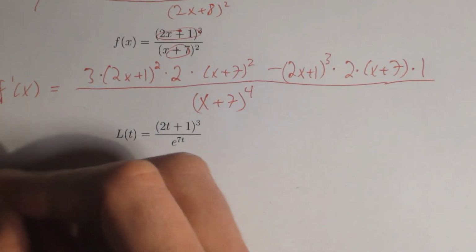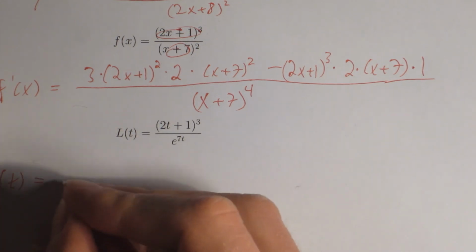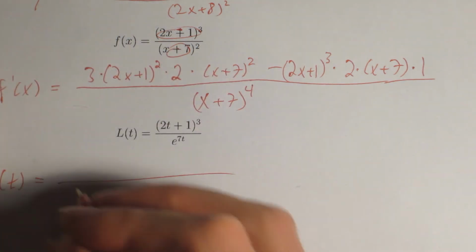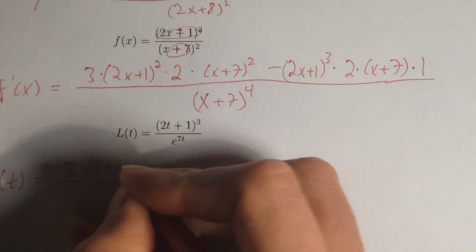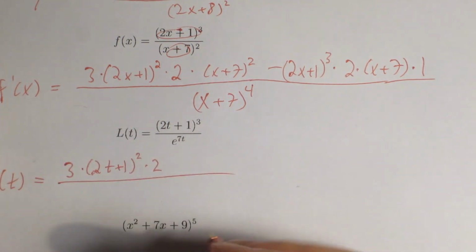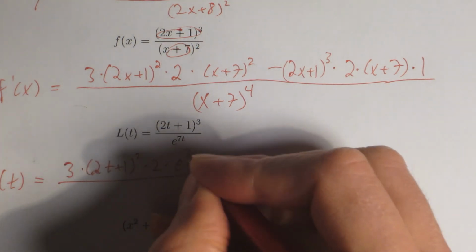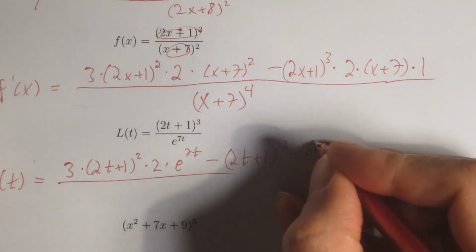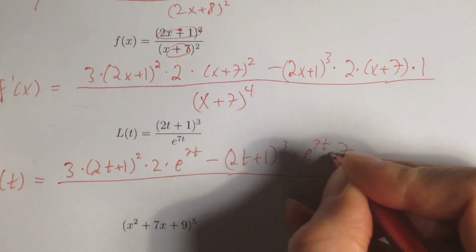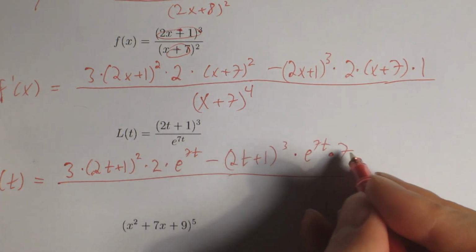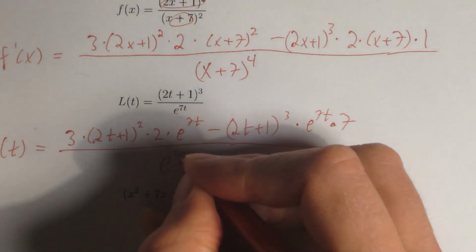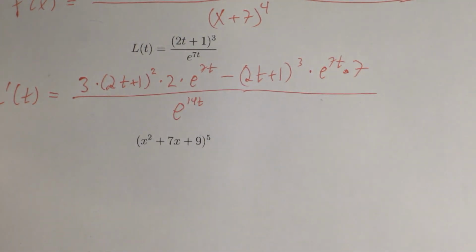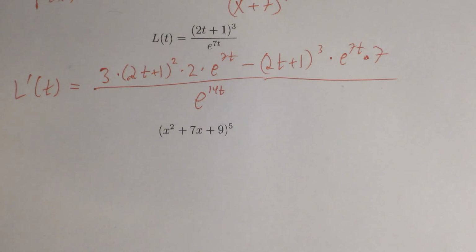Again, to find L prime of t, the derivative of L with respect to t, we use the quotient rule. So you get the top function's derivative, which we basically saw in the previous example, was 3 times the inner function to the power of 2 times the inner function's derivative, and then times the bottom function minus the top function times the bottom function differentiated. So we got the inner derivative there from the chain rule, and then we divide by the bottom function squared. And sure, you can cancel out and simplify stuff, but yeah.